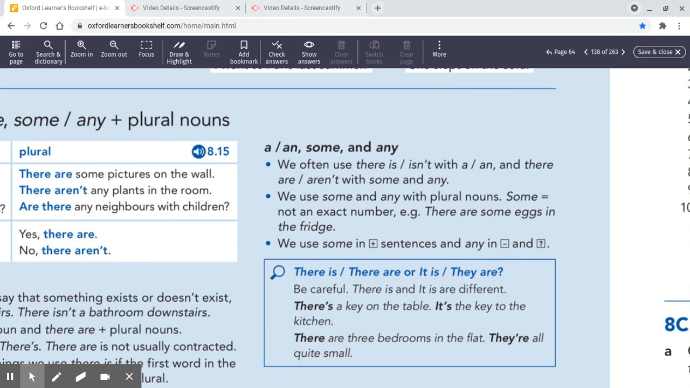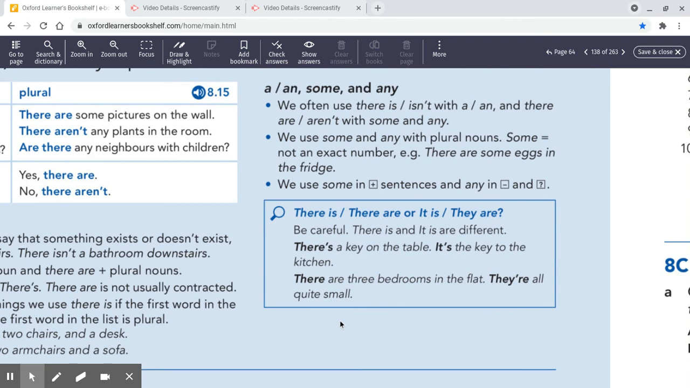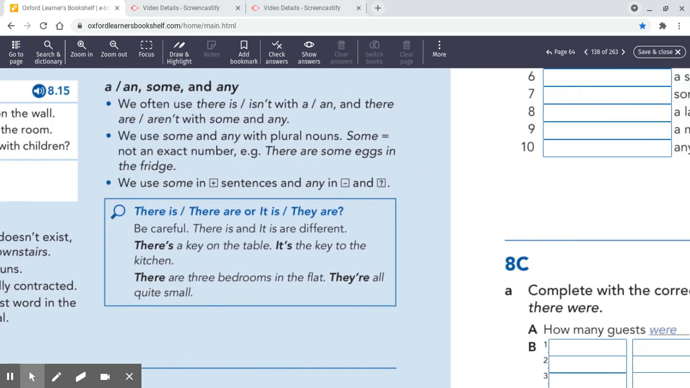Then we say some if it's positive, but what do we say if it's a question or if it's negative? Okay, are there any eggs in the fridge? No, there aren't any eggs in the fridge. I'm sorry, I had an omelette this morning. Okay, so there are some eggs in the fridge. There aren't any eggs in the fridge. Are there any eggs in the fridge? Okay, so any for questions or for negatives.